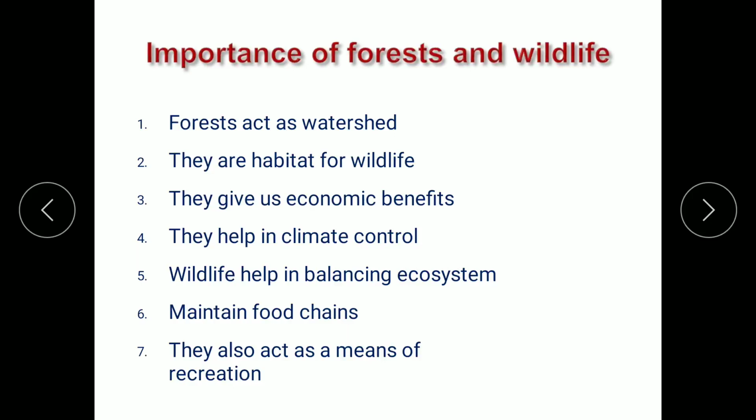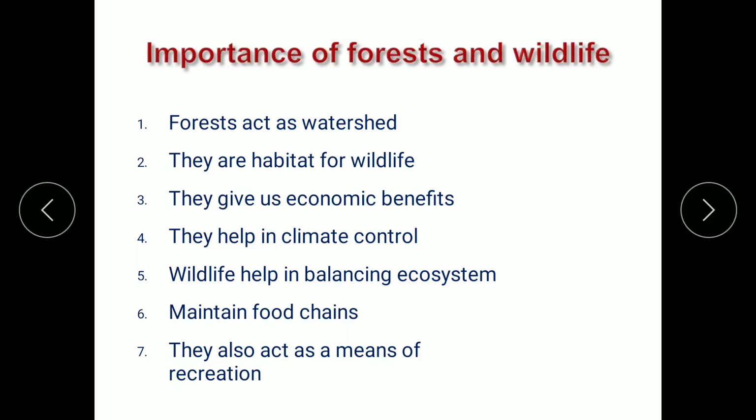So, the importance of forest and wildlife. You know how forest and wildlife are very much essential for our life. We are giving nothing to them, but they are giving a lot of things to us. Forest acts as a watershed. They are the habitat of the wildlife. They give accommodation to the wildlife. They give us economic benefit.